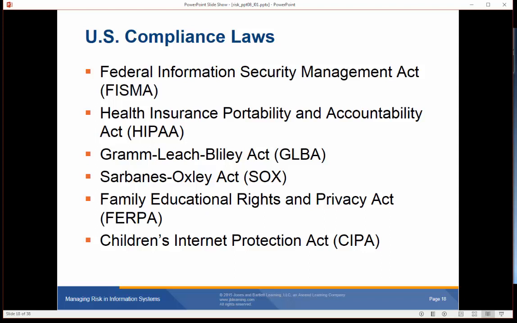The Gramm-Leach-Bliley Act, GLBA. You'll hear the Sarbanes-Oxley Act, which is SOX. Family Educational Rights and Privacy Act, FERPA. That applies to you and I. I cannot give your records out without your consent, or neither can the university give your records out to anyone without your consent. So the Children's Internet Protection Act, CIPA.